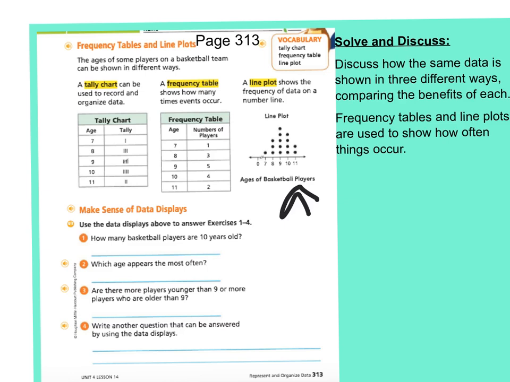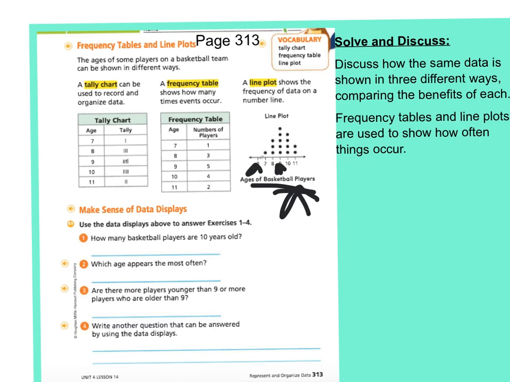And really the idea is you can just see easily which one has the most. They typically have a title, which is on the bottom, ages of basketball players, and you can see that 9 would be the most popular age. Now, if nothing is there, it means that there isn't anybody who is 6 who plays.